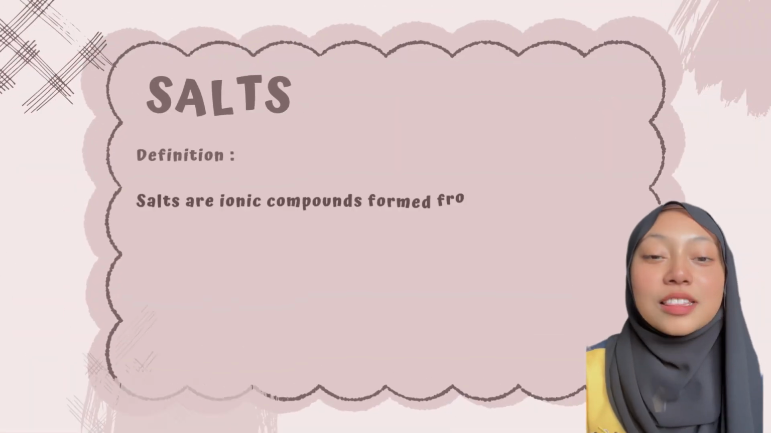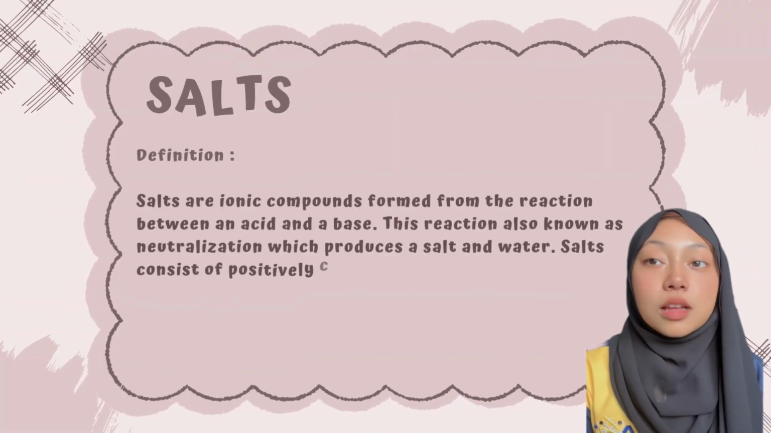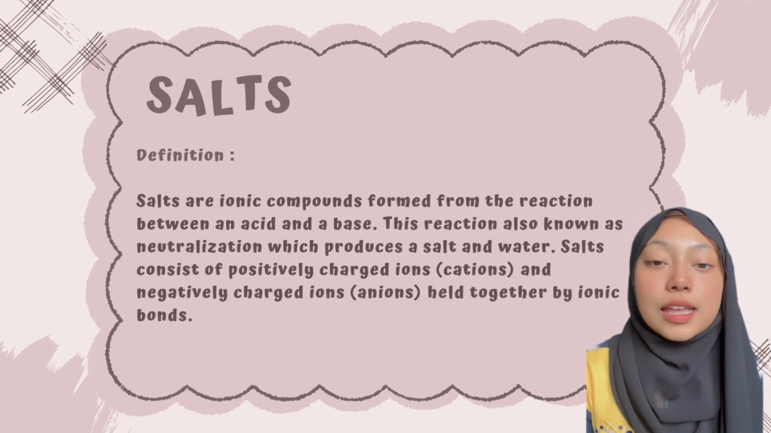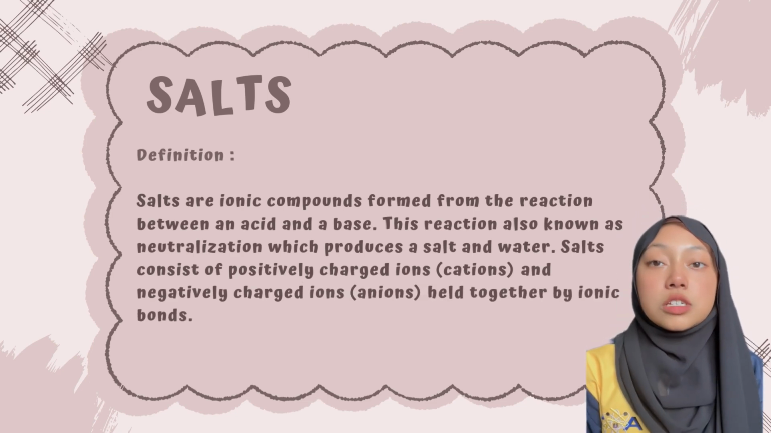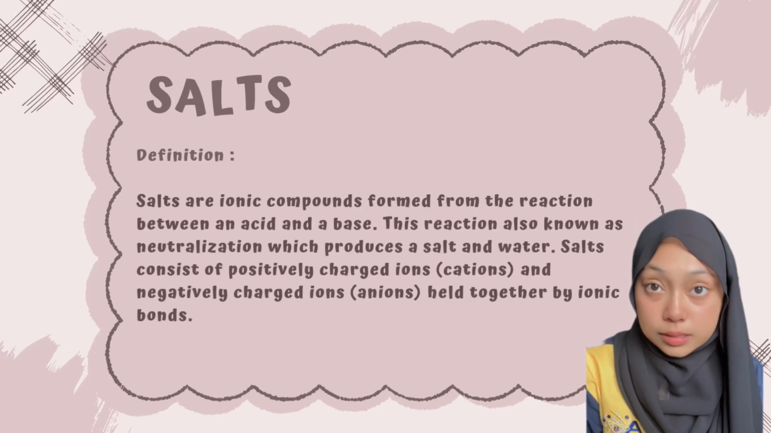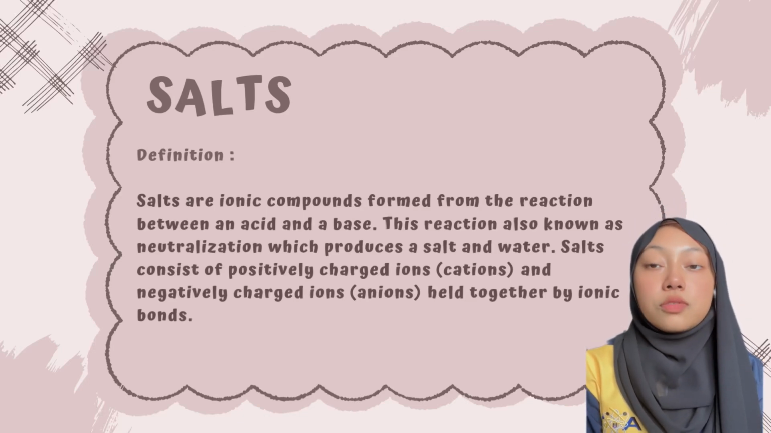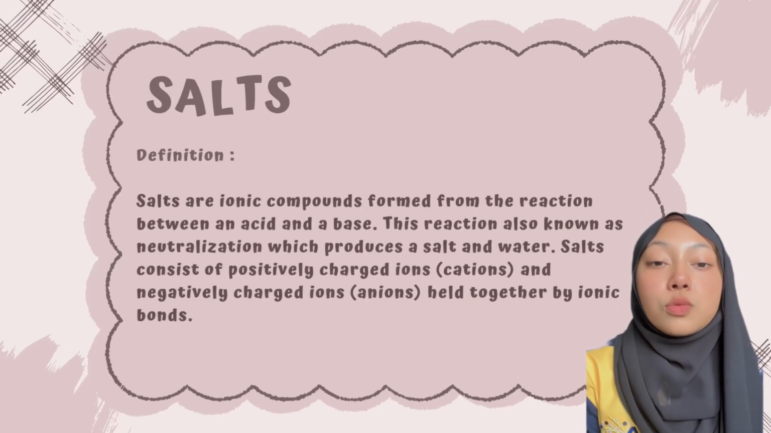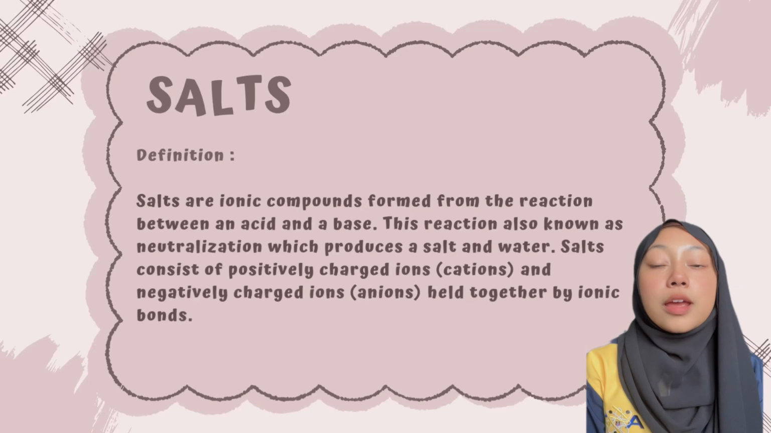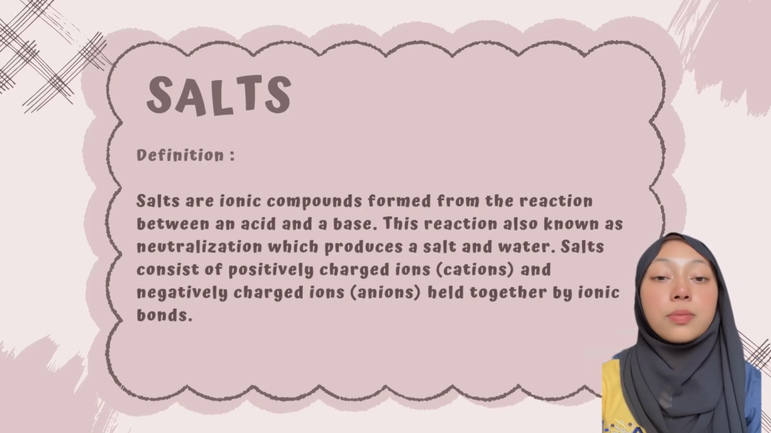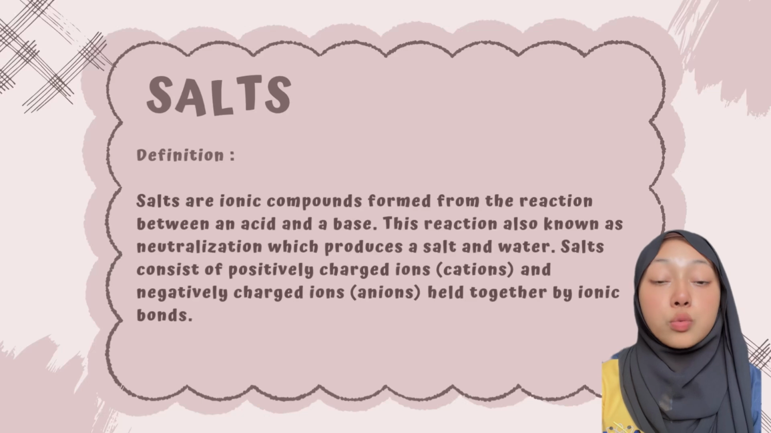Let's take a look at the definition of salt. Salt is an ionic compound formed from the reaction between an acid and a base. This reaction, also known as neutralization, produces a salt and water. Salt consists of a positively charged ion, which is a cation, and a negatively charged ion, which is an anion, held together by an ionic bond. Fun fact, the name of sodium originates from the Arabic word natron, which refers to a type of natural mineral salt.